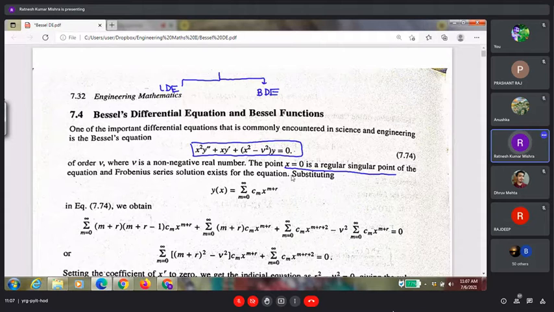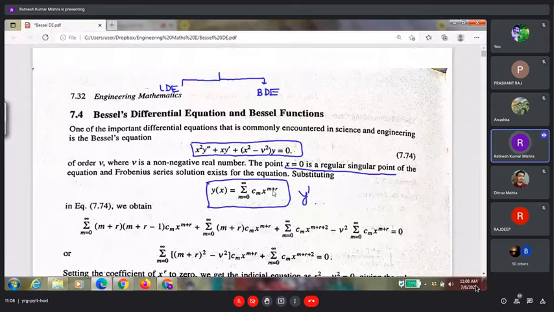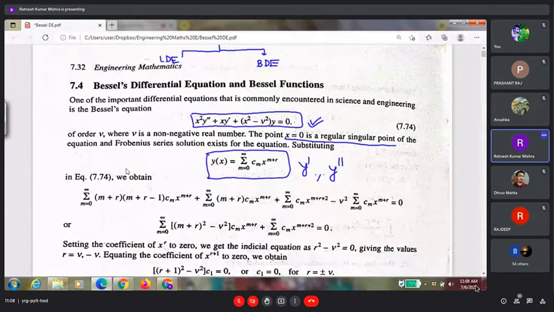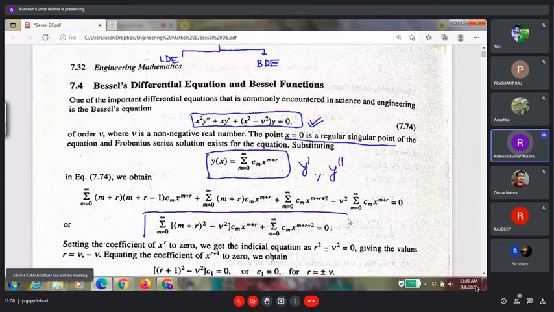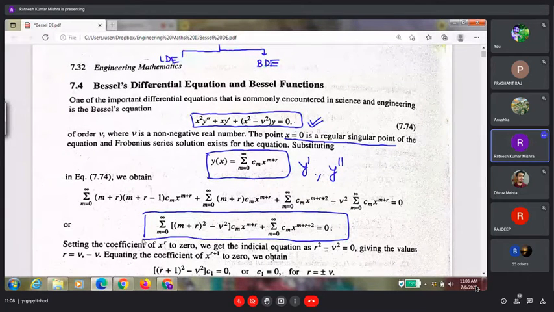Now in this case, our solution is y(x) equal to this. So therefore we can find y dash, the sum of (m plus r) c_m x to the power m plus r minus 1, and we can find y double dash, again differentiate, and these three values we substitute in the given differential equation. We have done many such questions earlier. We substituted all of them, and after simplification we will get this one.